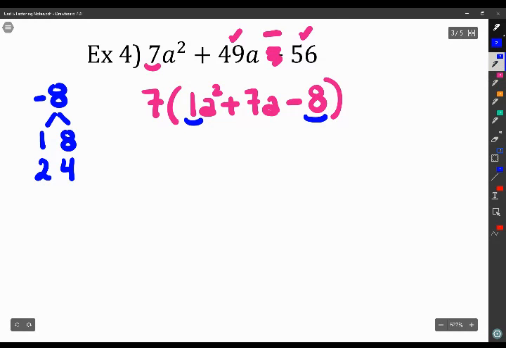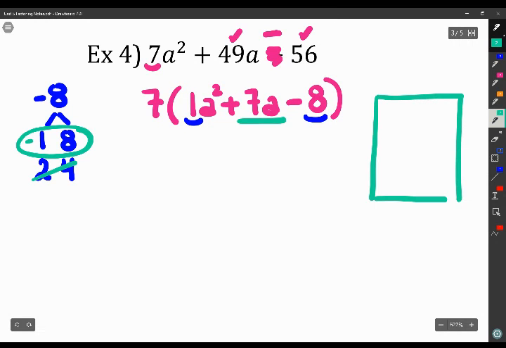Because I want to be able to factor it. So with -8, I'm trying to get a +7 in the middle. As I look at that, I've got 1 plus 8, which is 9, or 8 subtract 1, which is 7. 2 plus 4 is 6, and 4 subtract 2 is 2, so that doesn't work. You'll see why I changed it. If I didn't change it, I wouldn't be able to factor.